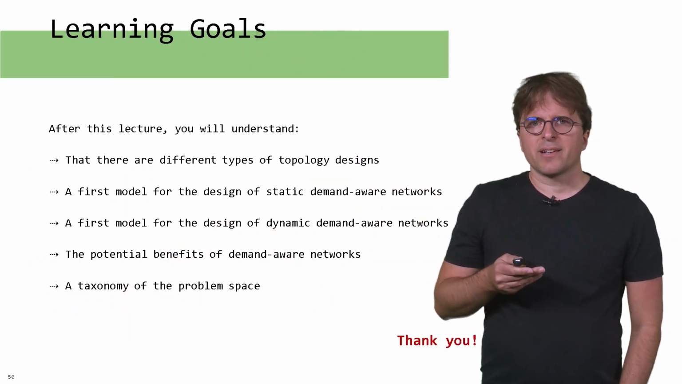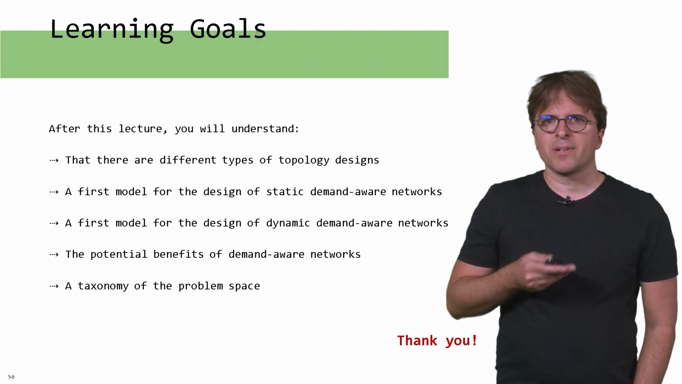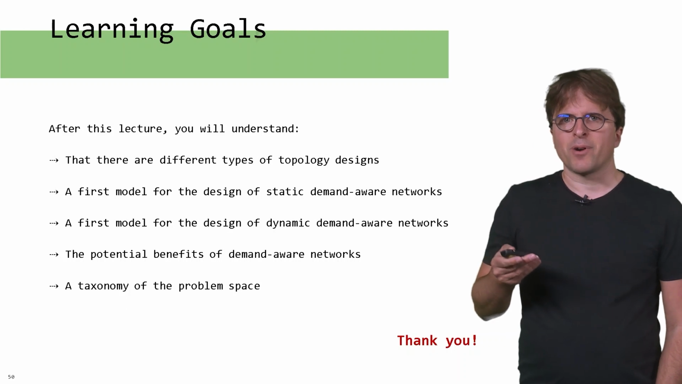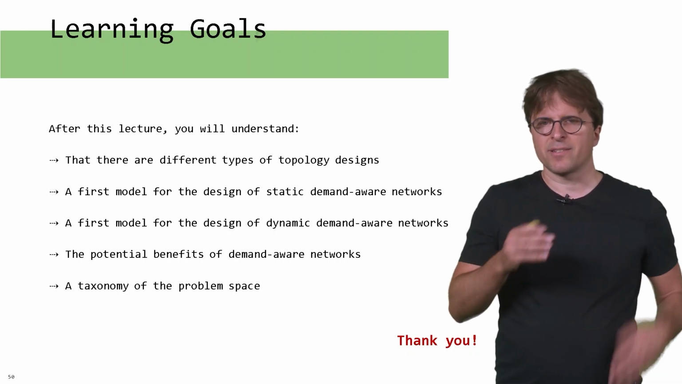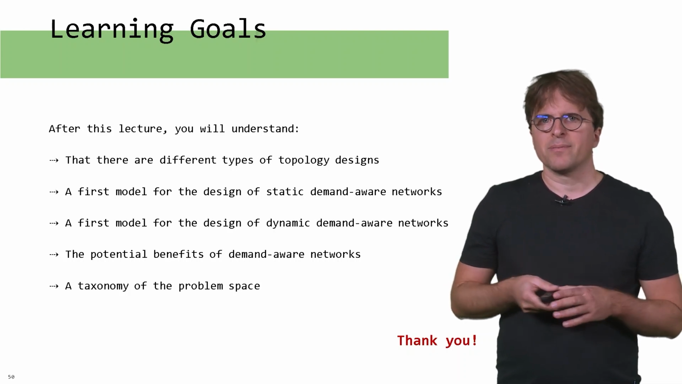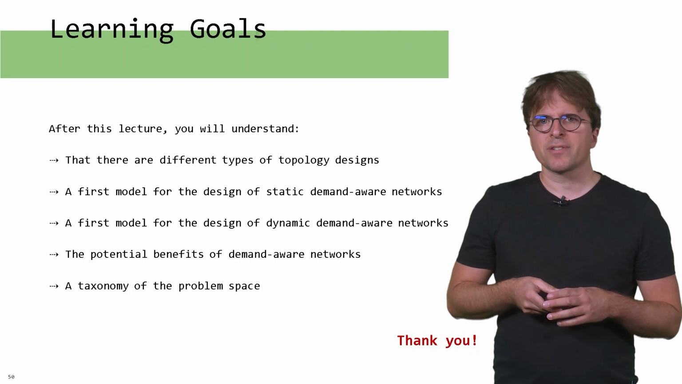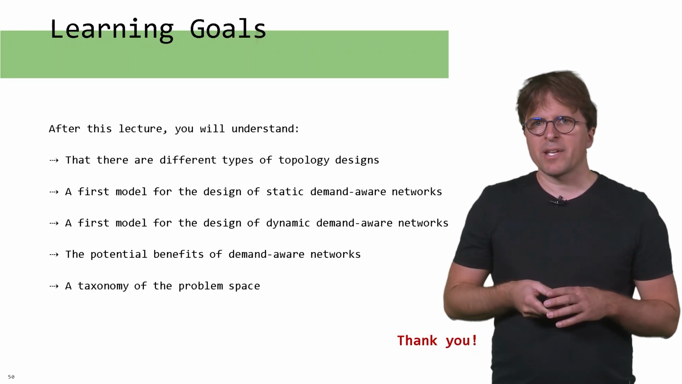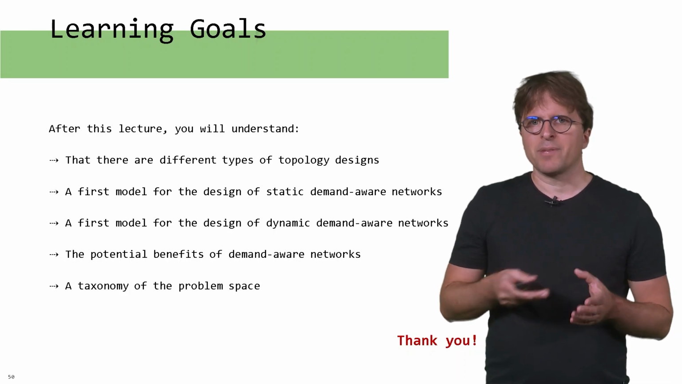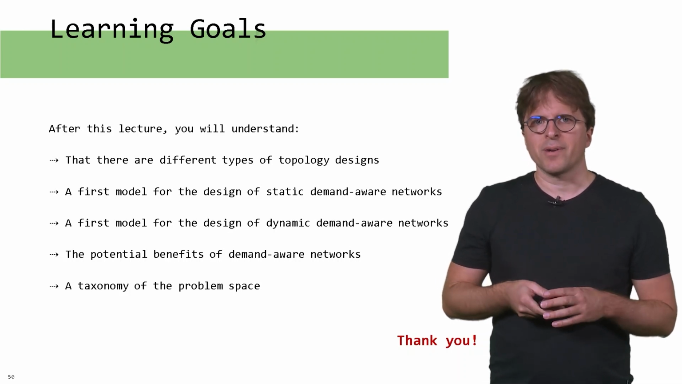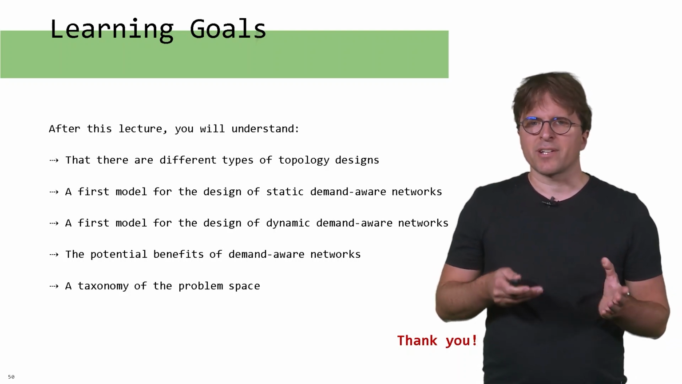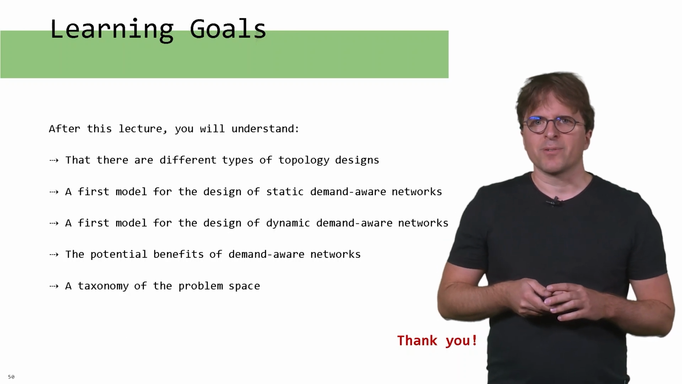All right, so that's all for today. Hopefully you learned about what different types of topology designs exist, these two dimensions that we saw. We also learned about the first model for static demand-aware networks, a first model about dynamic demand-aware networks, and we also discussed the benefits that can be quite large if you make your network demand-aware. And we also saw the design spectrum, so there's actually quite a lot of different models to consider.